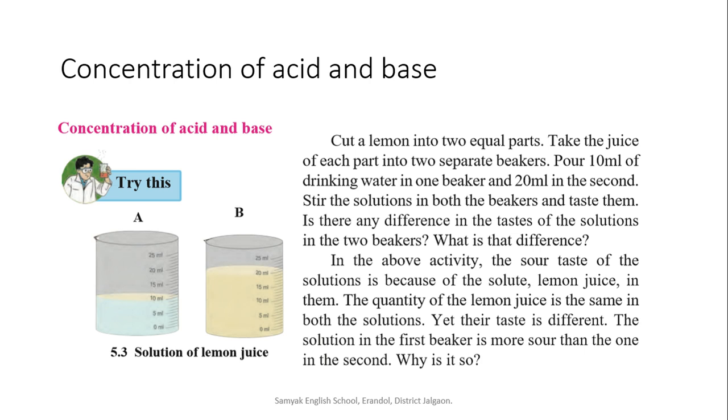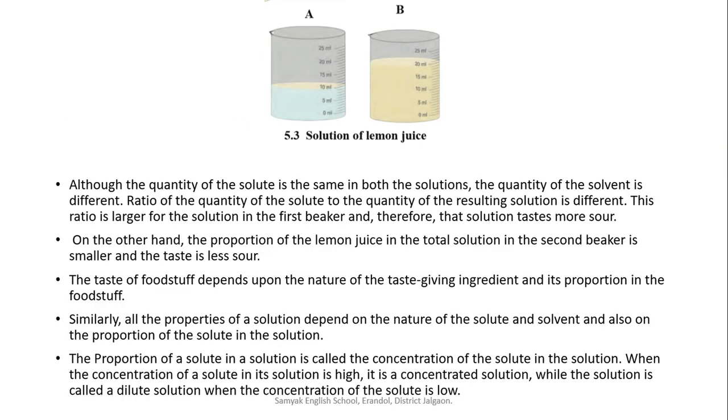In the above activity, the sour taste of solutions is because of the solute, that is lemon juice. The quantity of lemon juice is same, but they taste different. The solution in the first beaker is more sour than the second. And why so? Because it has got less water than the second beaker. So the concentration of the solute, that is lemon juice, is more in the first beaker. Although the quantity of solute is same, the quantity of solvent is different, and the ratio of quantity of solute to the quantity of resulting solution is different. This ratio is large in first beaker, therefore it tastes more sour.